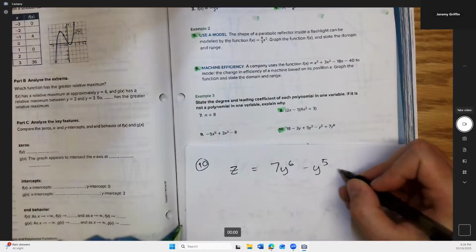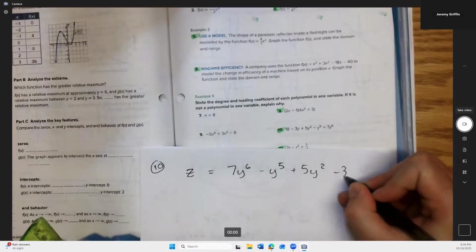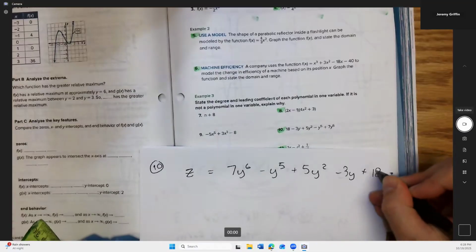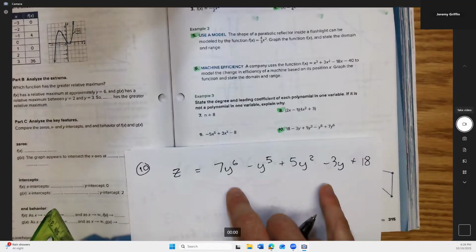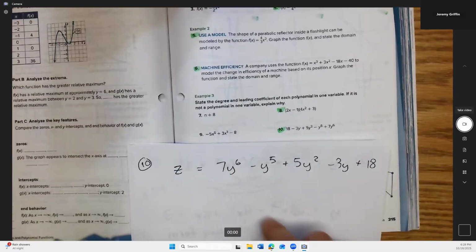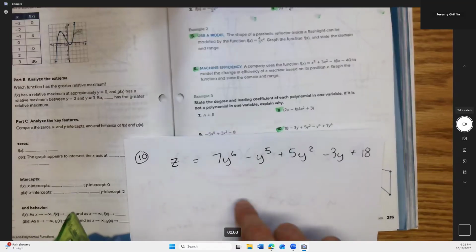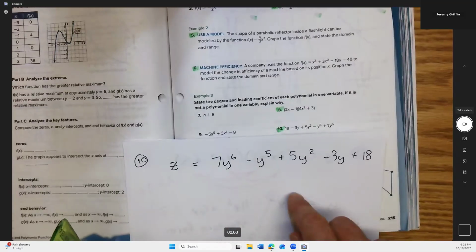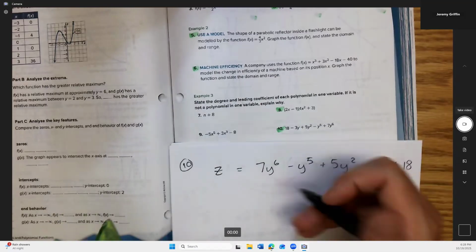I've got plus 5y squared minus 3y, and then there's a plus 18. Okay? So all I did was reverse the order of the terms, but it's still the same function, right? Now z is a function of y, so I can make the z-axis and y-axis. I can still make a table, like a yz table, and plot all the points and make a graph.